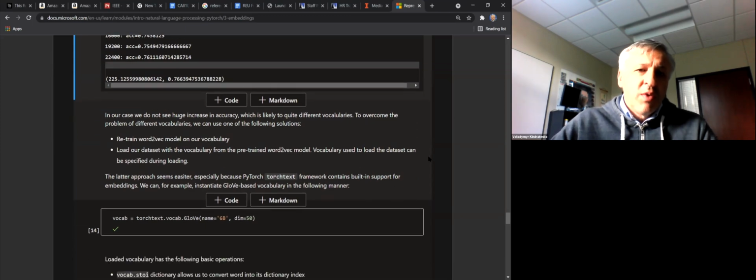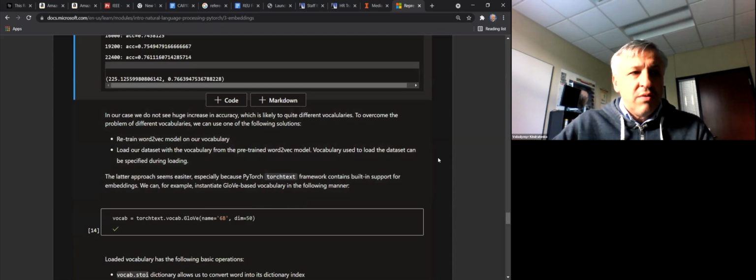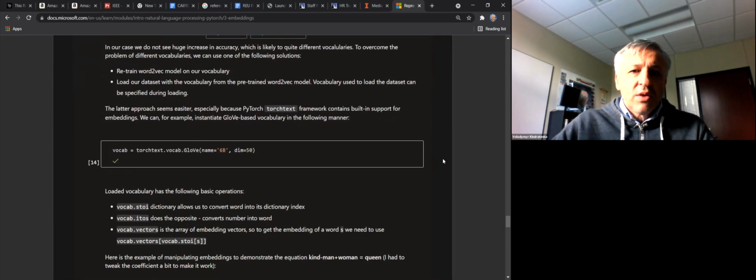But this can be solved, for example, by retraining the word-to-vec model on our vocabulary, or loading the data set with the vocabulary from the pre-trained model, so that we do not have this discrepancy. So we can actually try this approach.